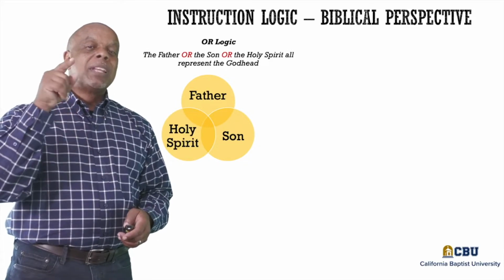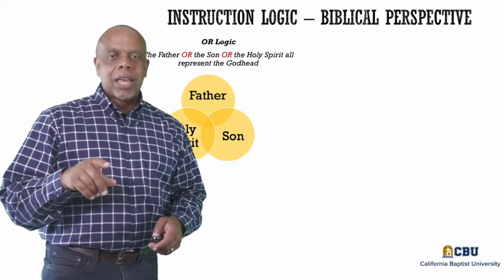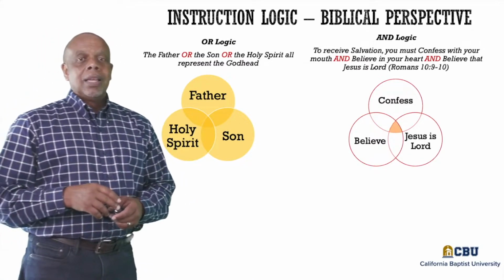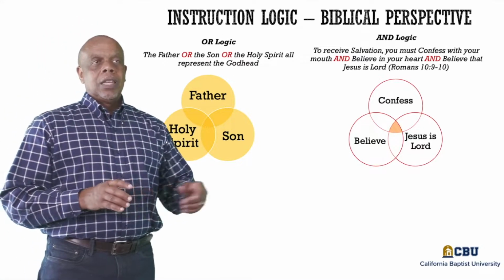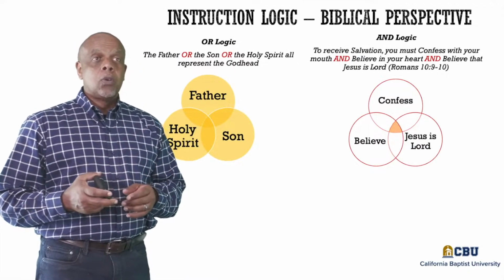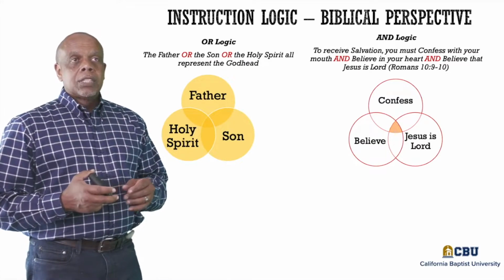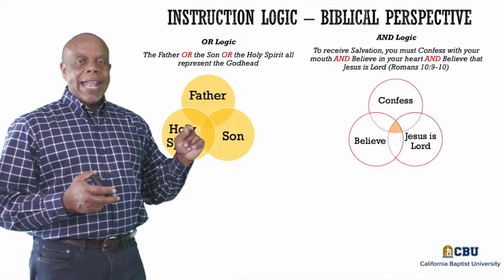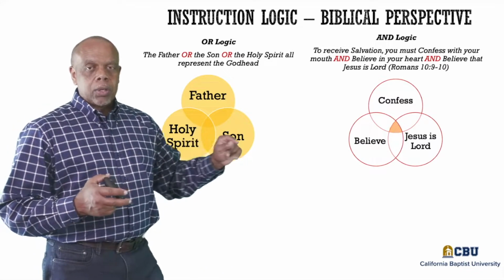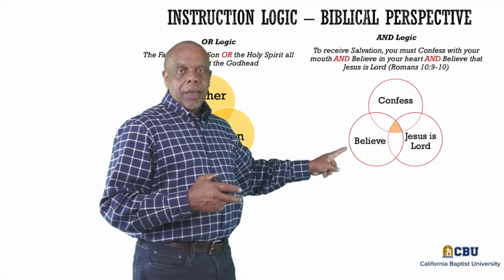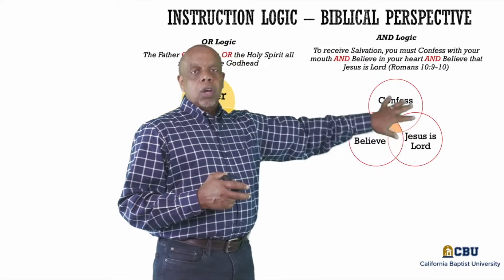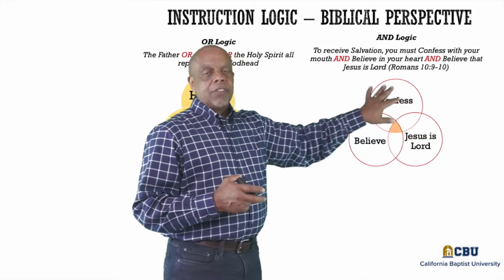How do you get an AND function logic out of the Bible? To me, this is probably one of the most fundamental: how to receive salvation. To receive salvation, this is not an OR function. If you go to Romans 10:9-10, it says what? Confess with your mouth and believe in your heart, and believe that Jesus is Lord. Meaning that you have to confess. You have to believe. But not only believe what? Believe that Jesus is Lord. So those three things, that's an AND function.